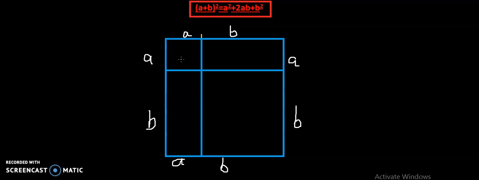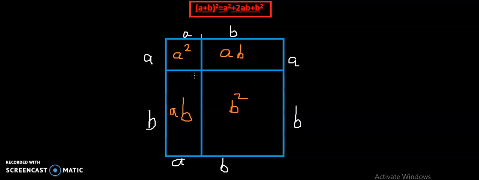Now, what is the area of the square right here? It is A square. What's the area of this rectangle right here? It is nothing but AB. What's the area of this square right here? It is B square. And what's the area of this other rectangle right here? It is AB. So the area of one square is A square, the area of the other square is B square, and the area of each rectangle is AB.